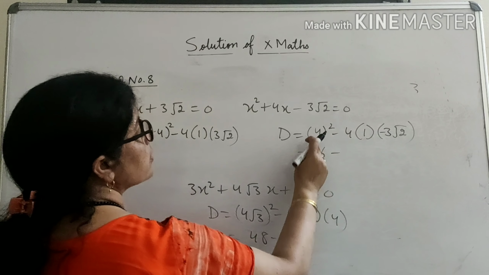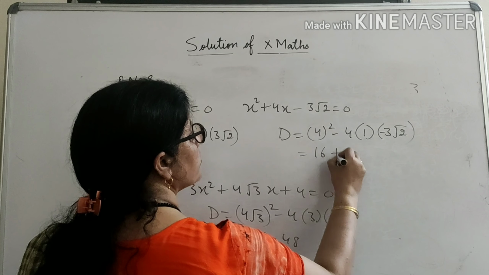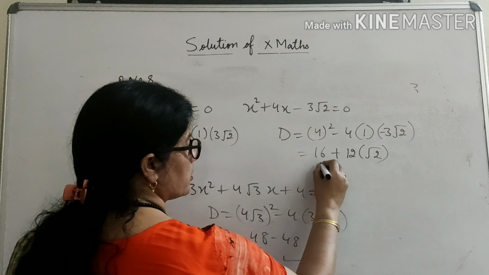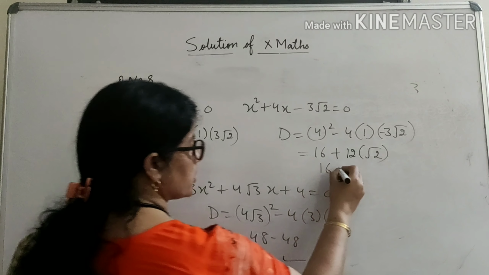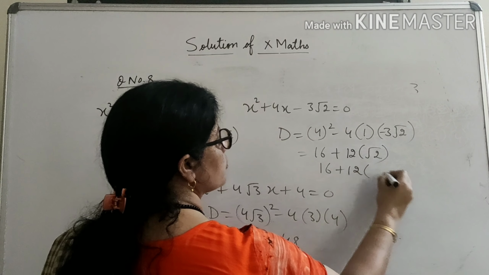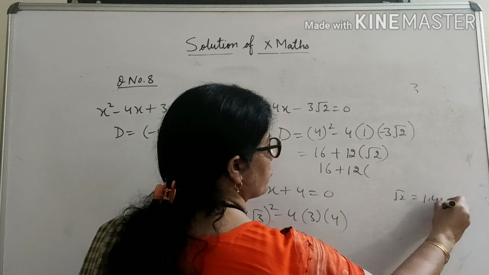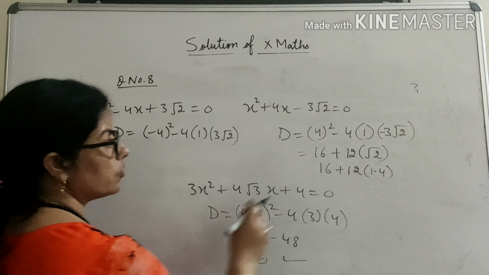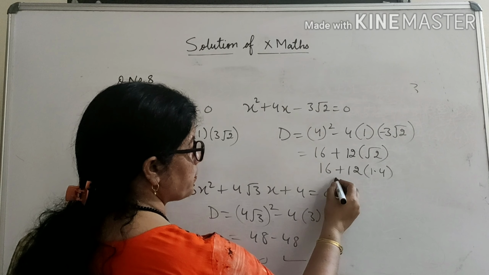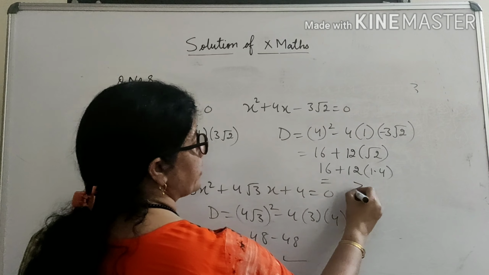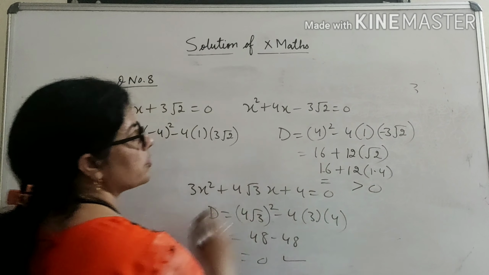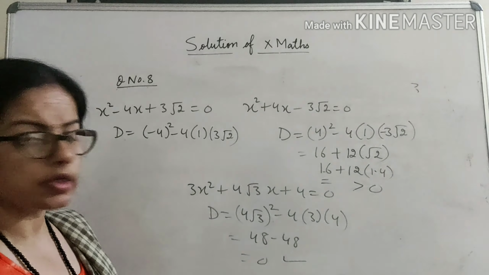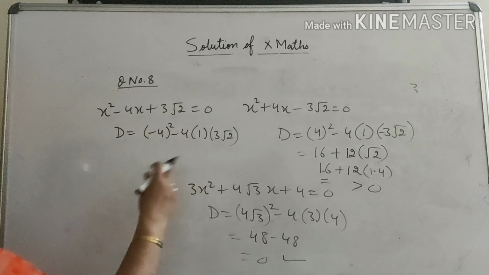And what will come here? 16 plus 12 root 2. And what is root 2 here? You know what is root 2? Root 2 is 1.414 and so on. So up to 2 places we can write here to know whether it is less than 0 or greater than 0. It will be greater than 0 because we are adding two numbers. So here also, real roots are there, real and distinct.